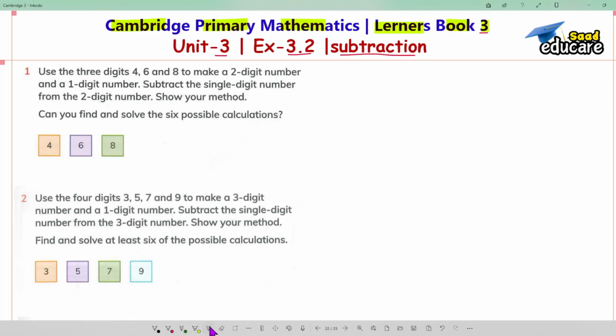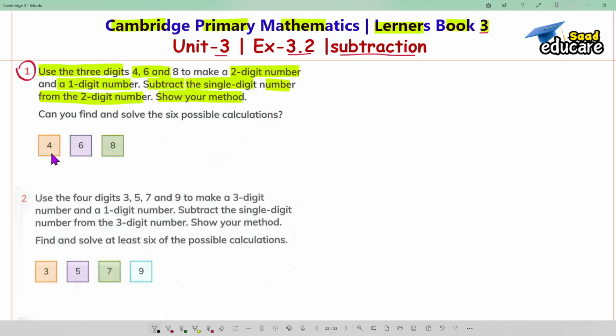Question 1. Use the 3 digits 4, 6, 8 to make a 2-digit number and a 1-digit number. Subtract the single digit number from the 2-digit number. Show your method. So it's a simple thing.